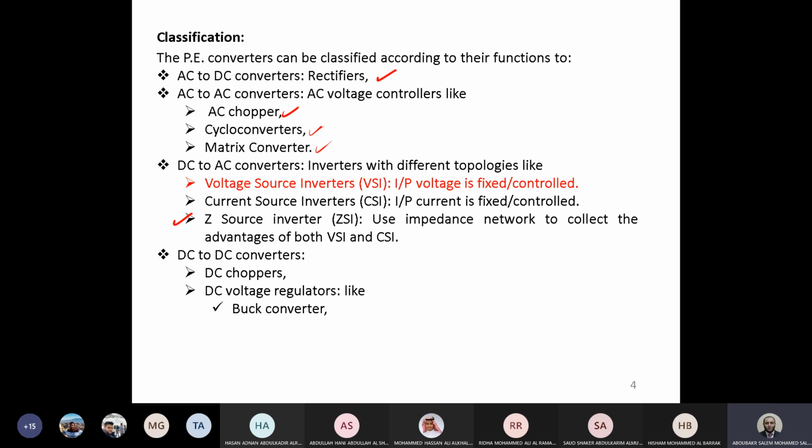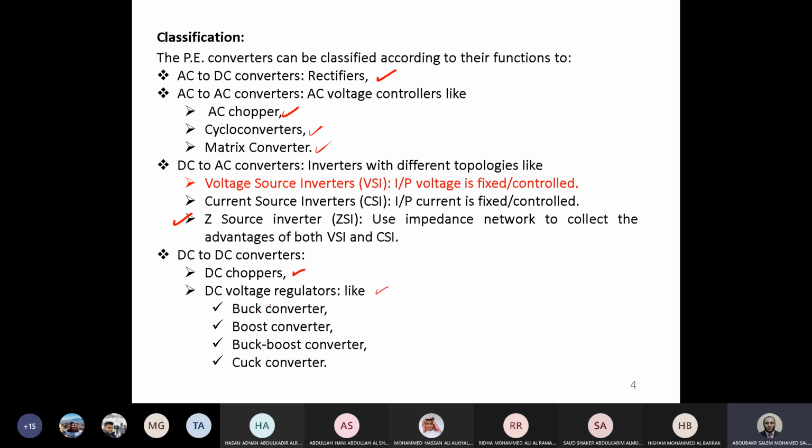The last type of converter, shabab, is DC to DC converters. Of course, it's used to regulate the DC in a certain way. We have two different types. We have DC choppers. We have voltage regulators. Voltage regulators like buck converter, like boost converter, like buck-boost or Cuk. So these are the most well-known choppers. DC choppers are mainly used with electrical drives, okay, and with loads that don't need any filtering or regulation.